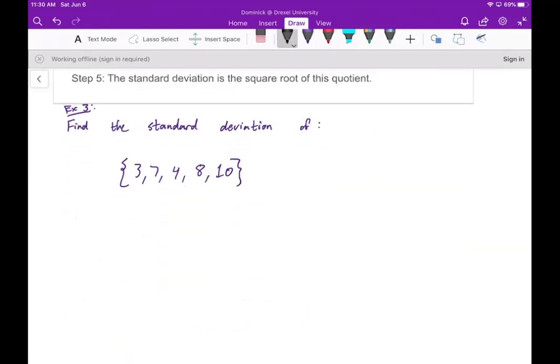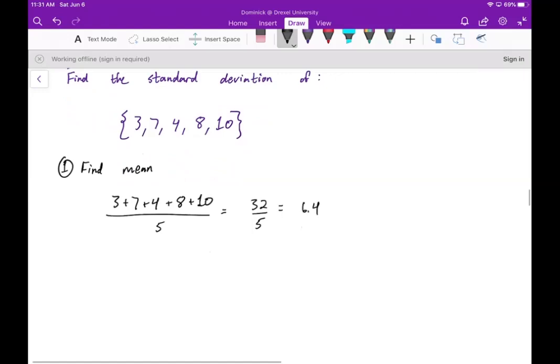So first, I need to find the mean, and then find the deviations. So first, find the mean. Well, in this data set, I need to do 3 plus 7 plus 4 plus 8 plus 10, which gives me 14, 22, 32, divided by 5. So we get 32 divided by 5, and that will give us 6.4. Right, 5 goes into 32 6 times with 2 left over, so 2 out of 5, so 6.4. So now we need to find the deviations from the mean.